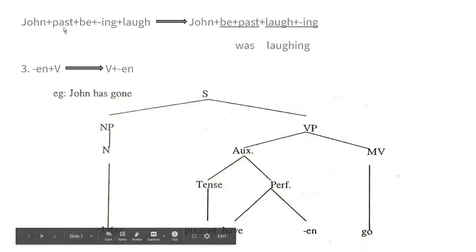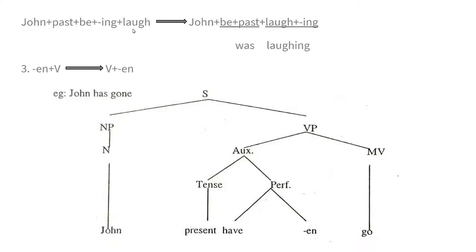The kernel string is John plus past plus be plus ing plus laugh. We write the elements which we got, the kernel string, as such, and then we apply the affix switch rule, and we get John plus be plus past plus laugh plus ing. Thus we get John was laughing. This is how you get the sentence John was laughing.